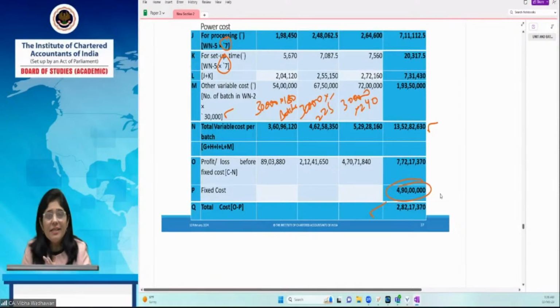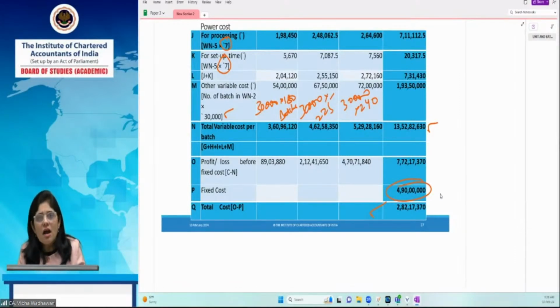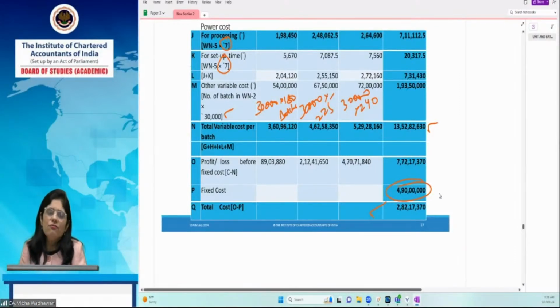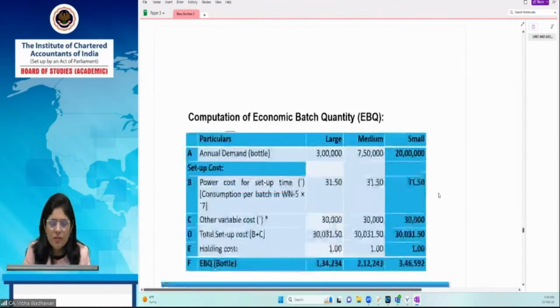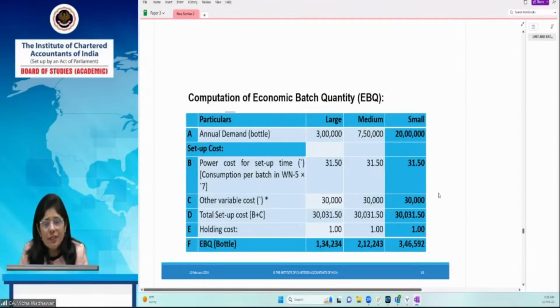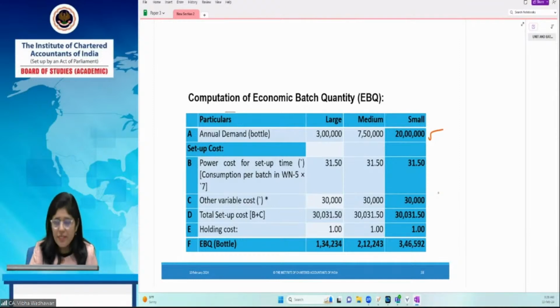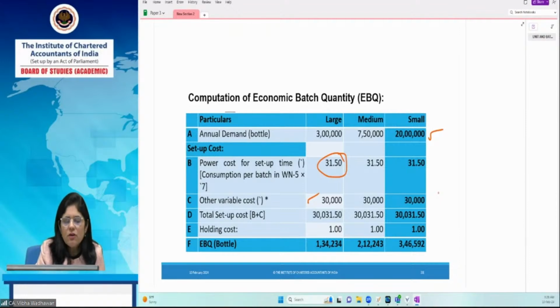So I have explained in detail the consumption, the hours, the material, and then of course you just have to multiply with the rates. Economic batch quantity also you have to calculate here. So we have the annual demand. The unit is the bottle here. The setup cost we have already calculated. The setup time and the power cost was 7. So this was setup time per batch. Other variable cost, it was already 30,000. They have taken other variable cost as setup cost only.